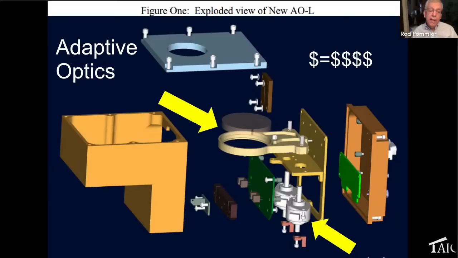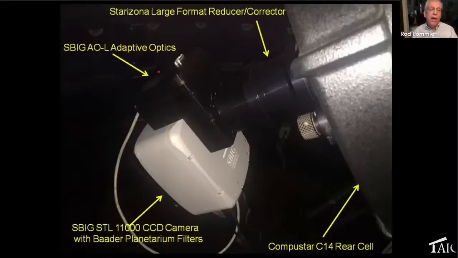Several companies besides SBIG, if you don't have an SBIG camera, make adaptive optics: Starlight Express does, and so does Orion. It's a really good way to get yourself the equivalent of a $15,000-$20,000 mount for a lot less money. So now I'm getting a really long imaging train. I've got this Starzona reducer corrector that weighs nearly 6 pounds, then an adapter, and then the AOL adaptive optics back, followed by the camera.